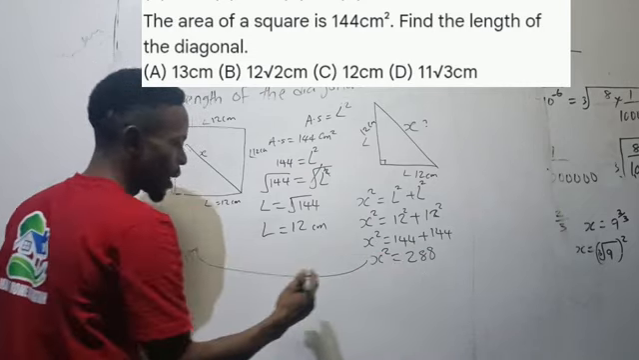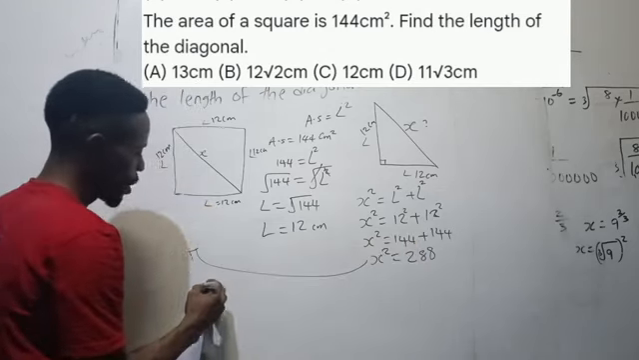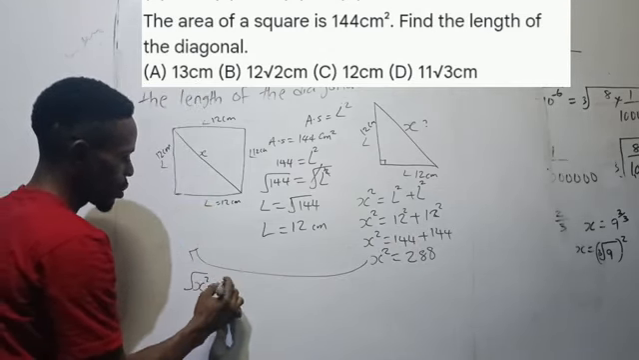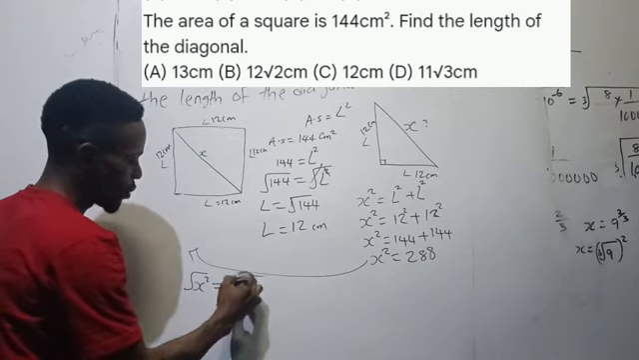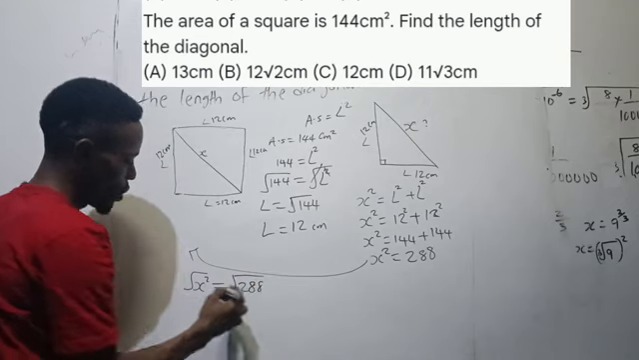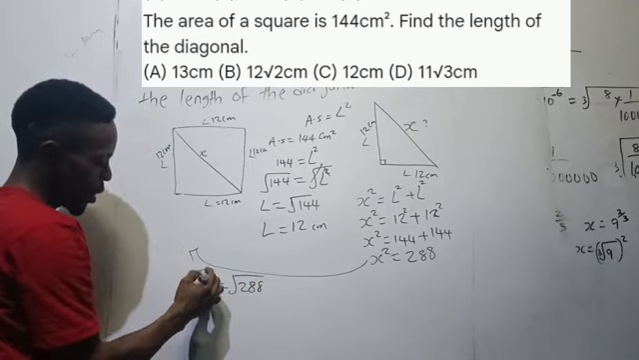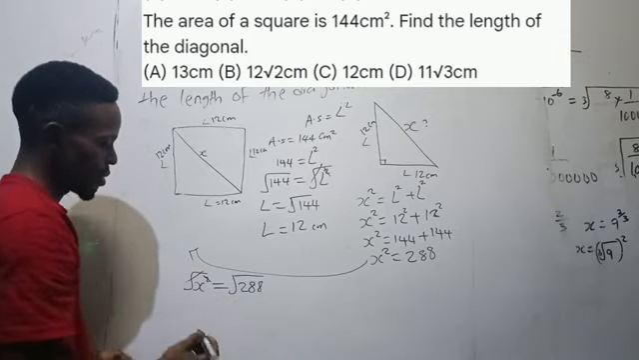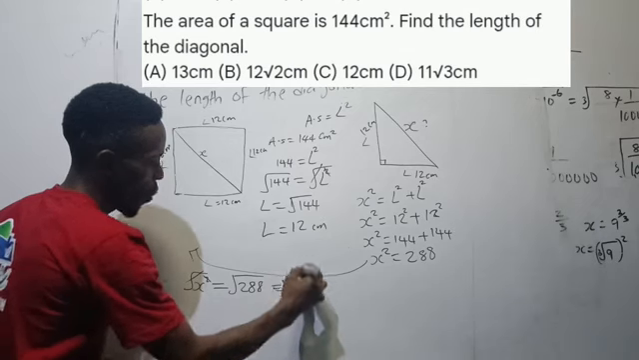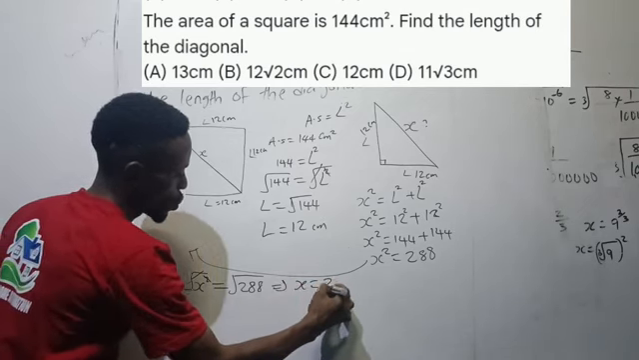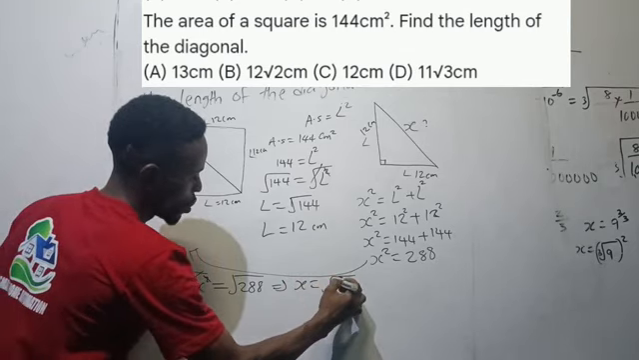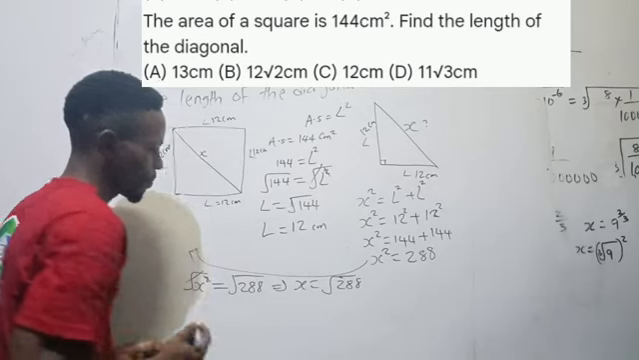Take the square root of both sides. So when you take the square root of both sides, we have S squared equal to the square root of 288. The square root cancels the square, so we are left with 288. Now S is equal to the square root of 288.